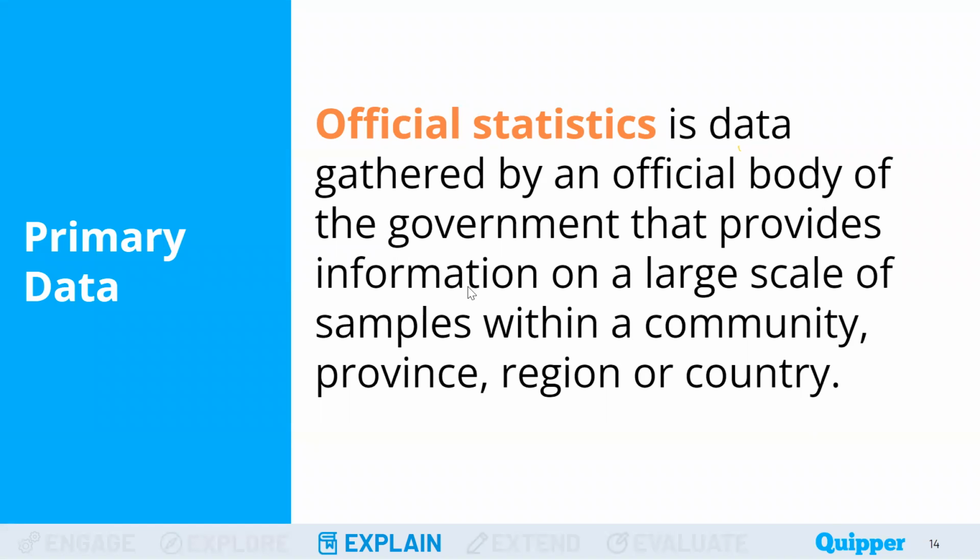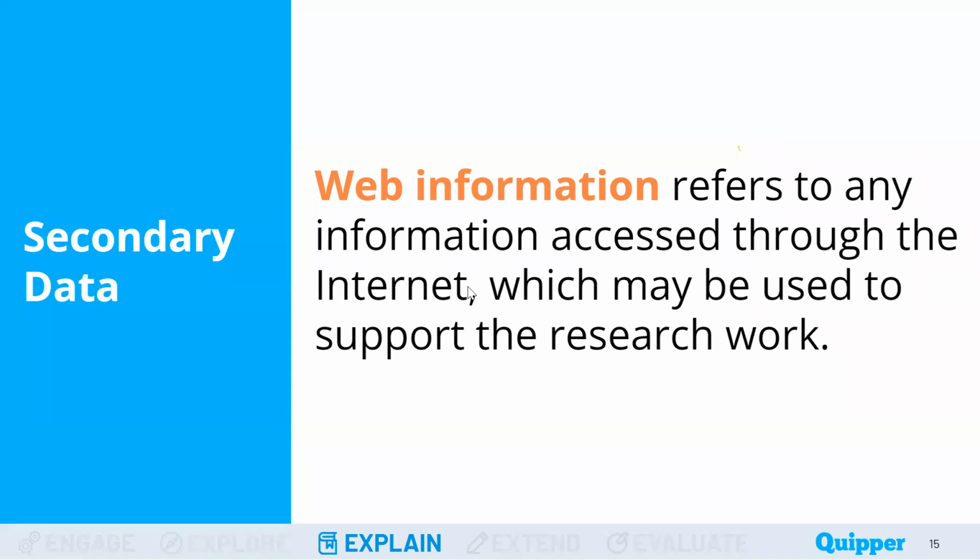Okay? For the secondary data naman, web information refers to any information accessed through the internet which may be used to support the research work. Okay, so for example, Wikipedia. So, normally kapag gumagawa ka ng research, lalo na kapag mga college or masteral degree, yung mga Wikipedia, yung mga Pinterest, hindi yan inaallow as part of the thesis or research, no? Kapag naglagay ka ng Wikipedia as your references, hindi yun tinatanggap.